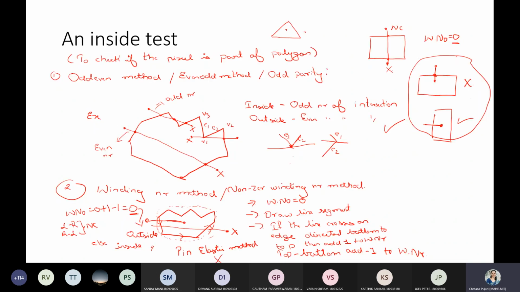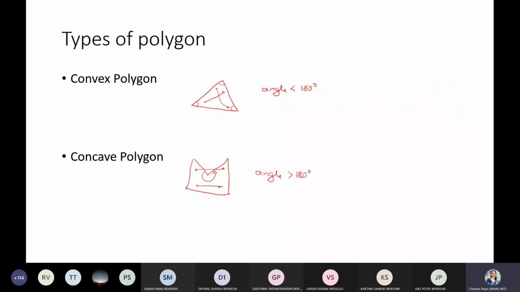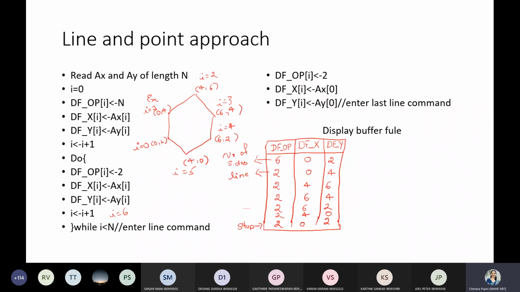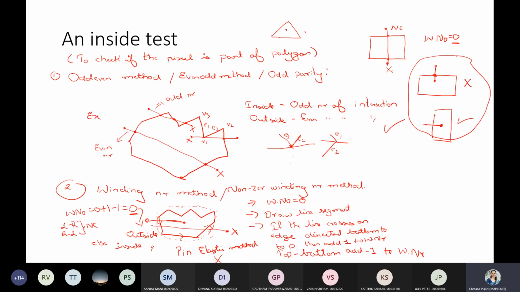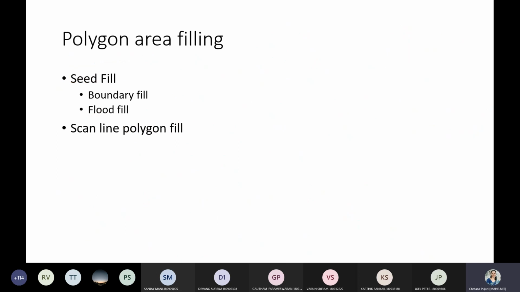So till now we have discussed all the backgrounds, right? We understood what is a polygon, types of polygon, representation of the polygon, and in that we focused on the line and point approach. And then we started with an inside test to know if the pixel is a part of a polygon. So now we are going to start with our actual algorithm, that is the polygon area filling algorithm. Here we have two different algorithms, that is the seed fill algorithm and the scanline polygon fill algorithm. We'll be focusing on the scanline polygon fill algorithm, but I'll just give a summary for the seed fill algorithm. It's better to know different ways of filling your polygon.